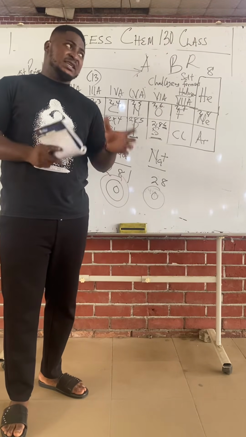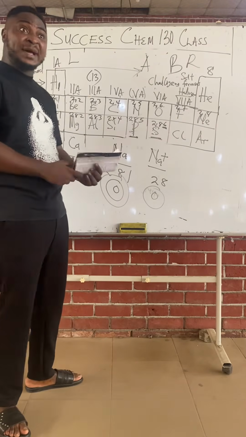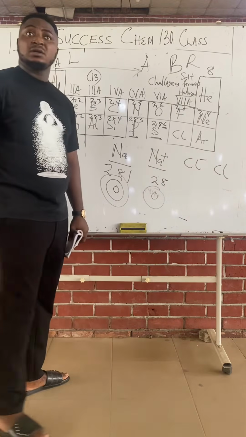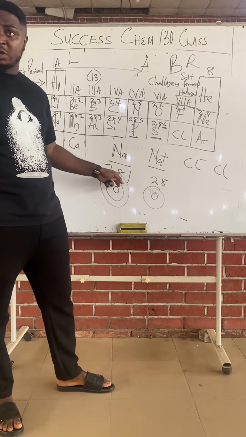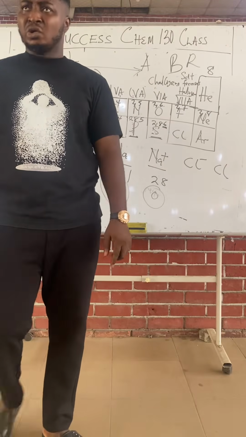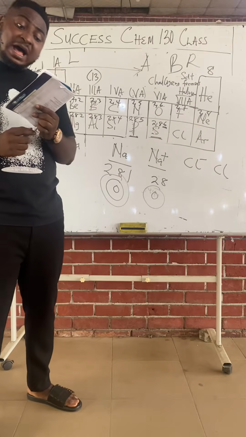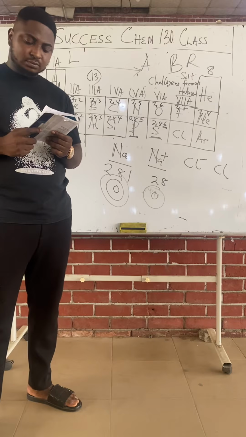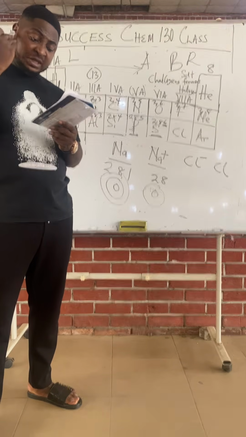So class, the logic is this. Positive ions are usually smaller than their corresponding atoms, but negative ions are usually bigger than their corresponding atoms. A sodium ion is smaller than normal, uncharged sodium, but a chloride ion is bigger than uncharged chlorine. So negative ions are always bigger than their corresponding atoms.